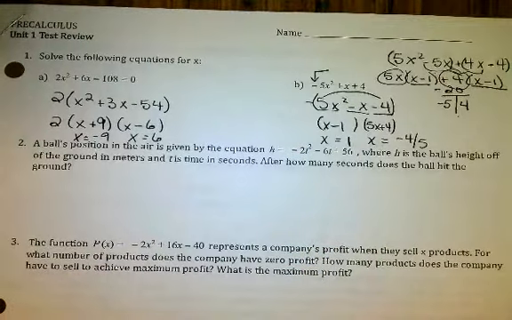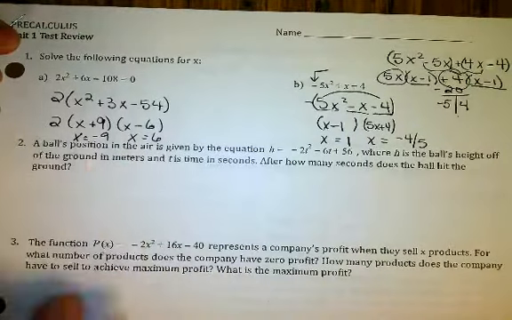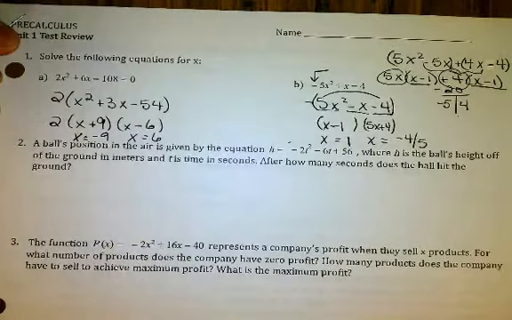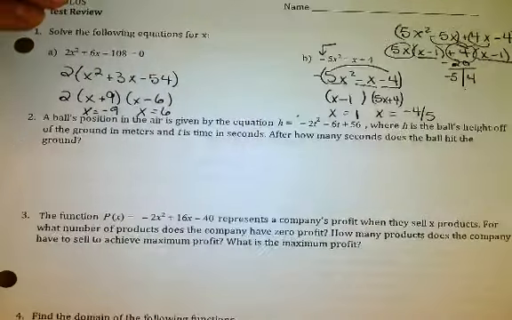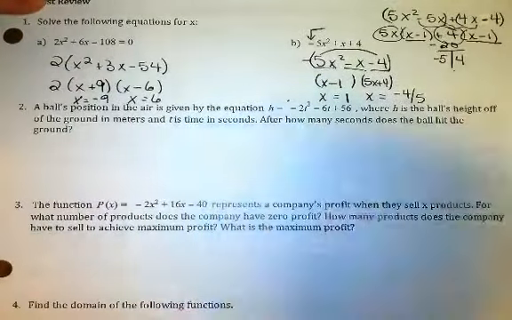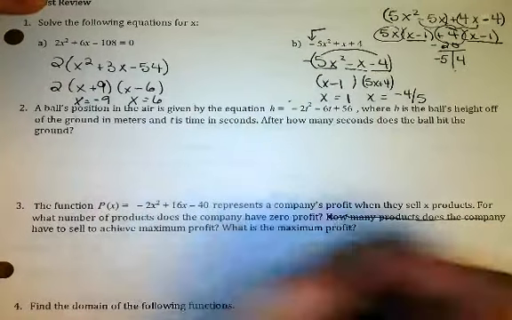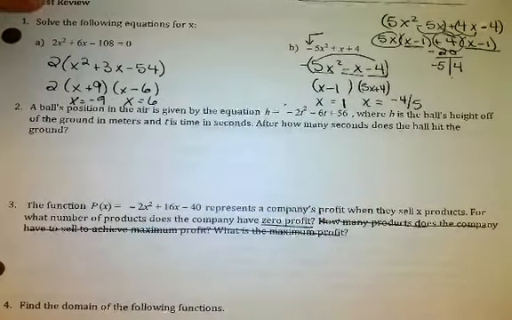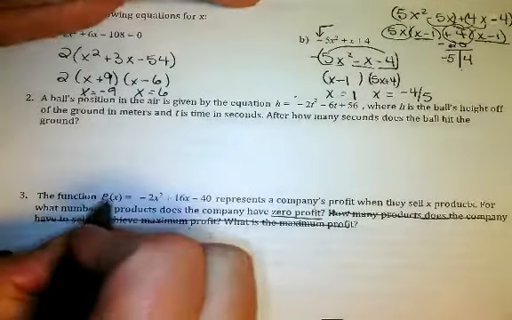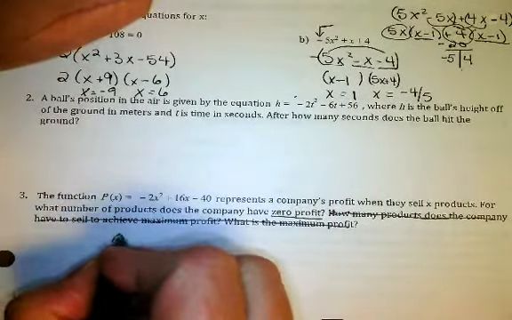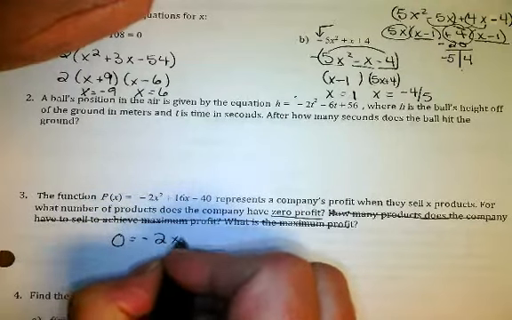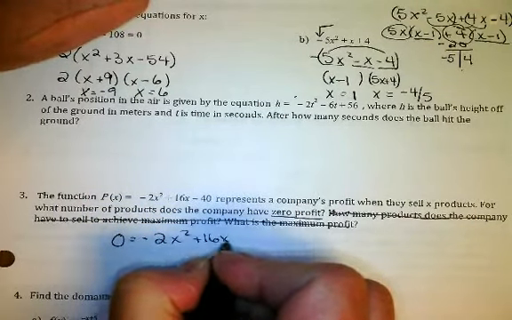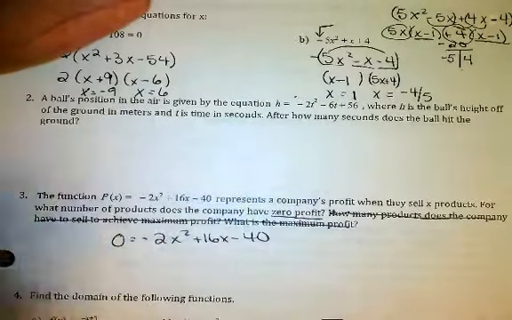All right, on the next one, I'm only going to do one of these. The main idea with these is that, first of all, you have to factor out the negative and then any other number, and then you have to set it equal to 0. So for this one here, I'll do this one. I'm going to cross these out. I'm not going to do those. I'm looking for 0 profit, so I want the equation to equal 0. So instead of p of x, I'm going to put 0 equals negative 2x squared plus 16x minus 40.